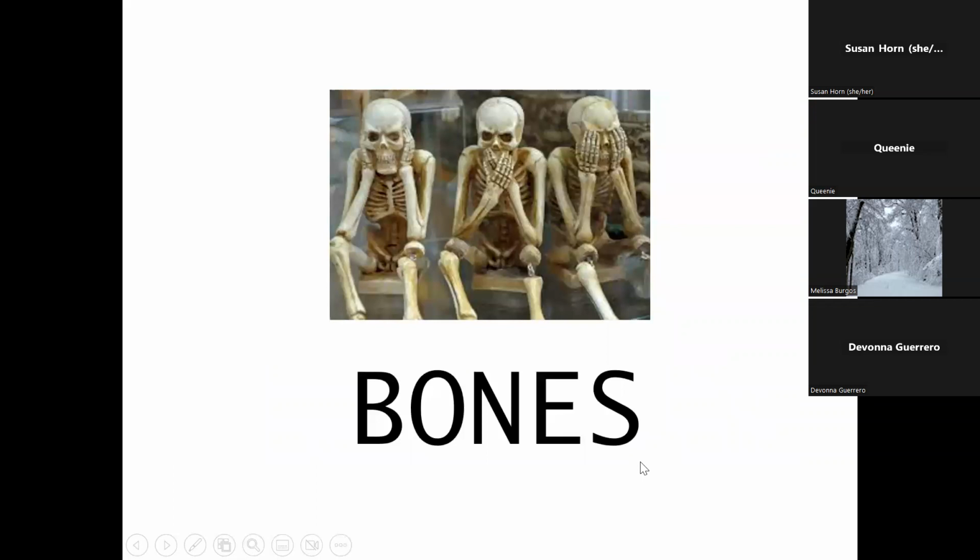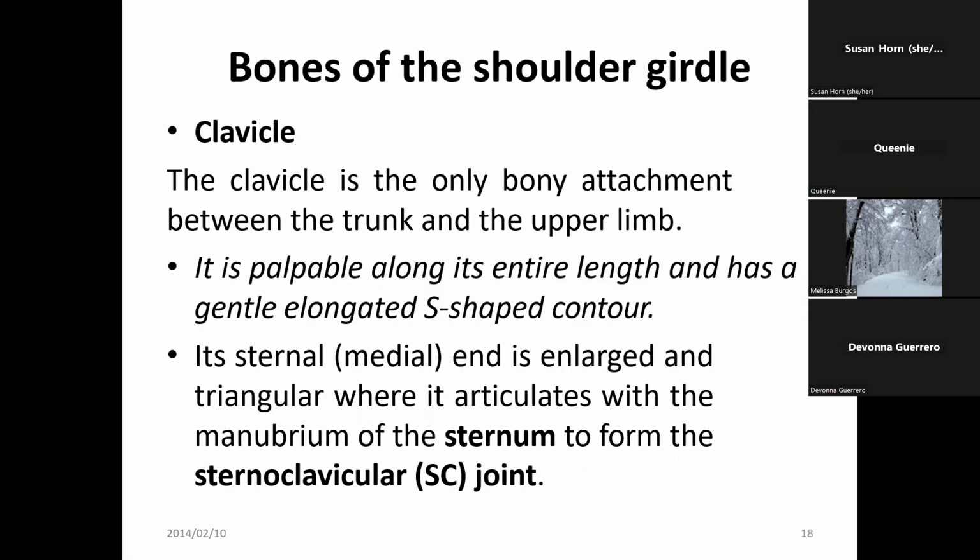All right, let's leave those muscles for a moment and start to peel back the muscles and look at the bones. We're going to look at the bones in relationship to what muscles are attached to them. So the clavicle is right here, and it is your only connection between the trunk, the sternum, and the upper limb. So you can palpate it.